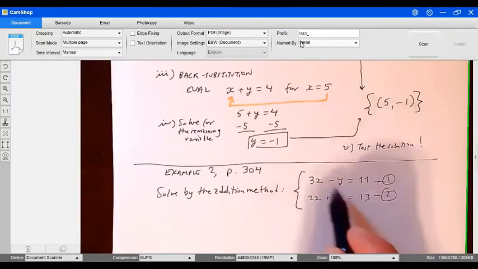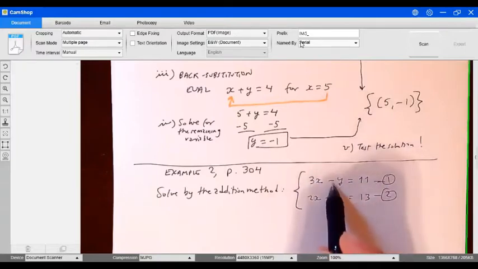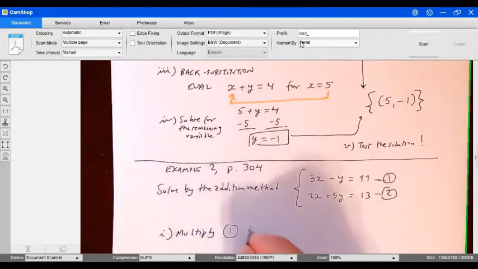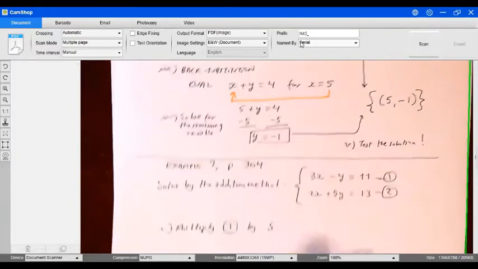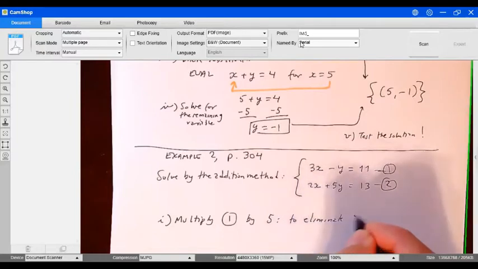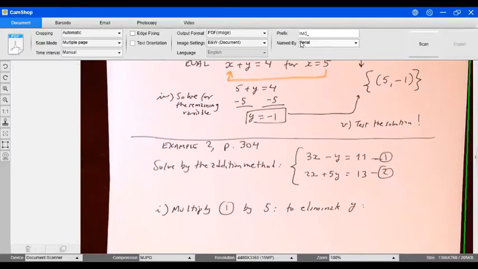So you can see here that if you multiply equation 1 by 5, we're going to get -5 as the coefficient for y, and that is going to be the opposite of the coefficient of y in the second equation. So let's do that. We're going to multiply equation 1 by 5, and this is to eliminate y, because we want y to get opposite coefficients.